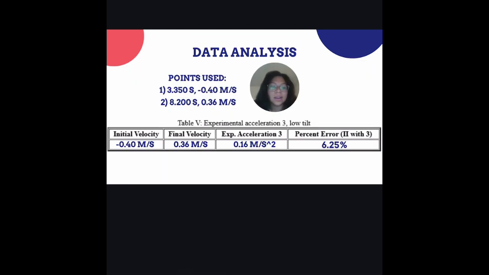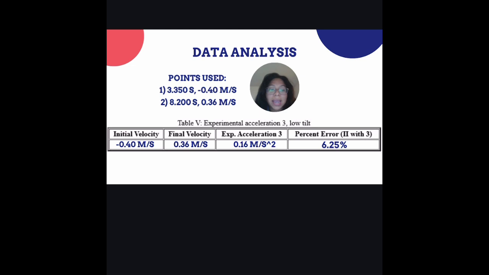So using our second graph, the one that we had previously shown, and finding those points, we found the new acceleration via the formula final velocity minus initial velocity divided by the time change. Our acceleration using the graph was 0.16 meters per second squared. The theoretical that we had found previously was 0.15, so the difference is 0.01 of our accelerations.